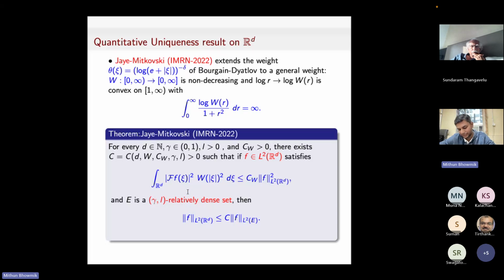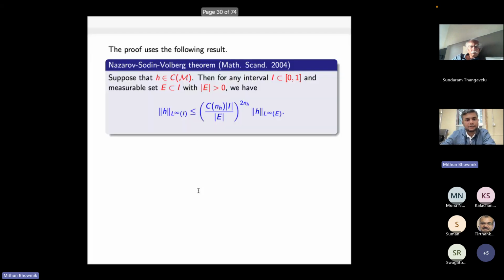So initially I started with a local estimate like Remez's inequality for polynomials. Then I stated a similar inequality for analytic functions. Now I am saying that certain results also hold true for quasi-analytic functions. This is the main ingredient to prove the propagation of uniqueness from a relatively dense set like this. So this is the result.